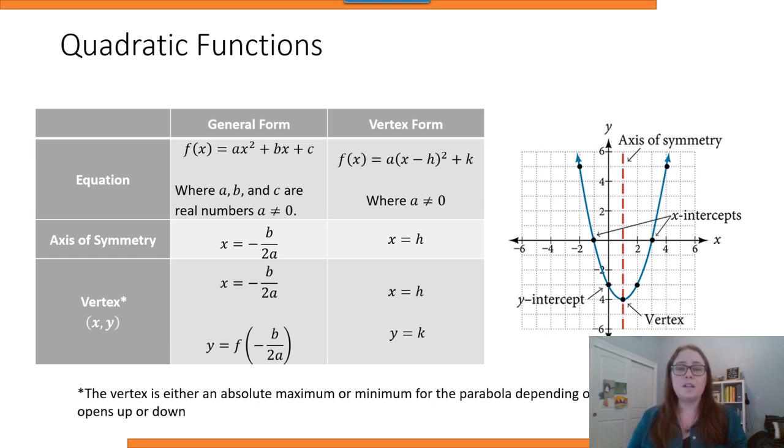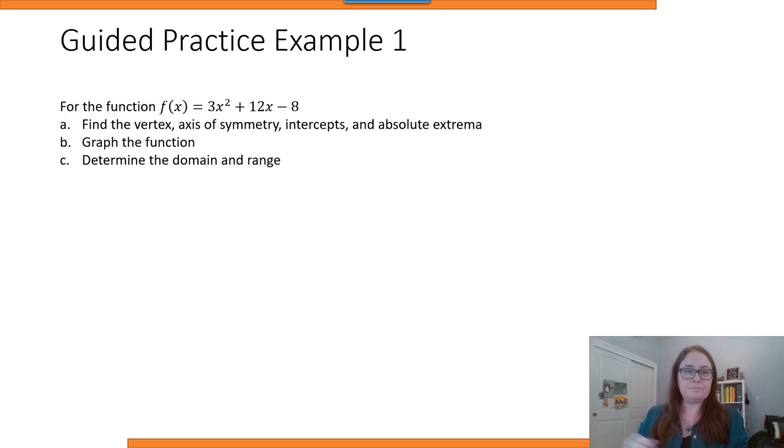And something to note is that the vertex is either the absolute maximum if the parabola is opening downward, or the absolute minimum if it's opening upward when you find these. So that's something else you might be asked for: what is the absolute maximum or minimum? Well, it's just going to be the vertex, and whether it's a max or a min depends on whether it's opening up or down. Okay, so let's do some examples with this.